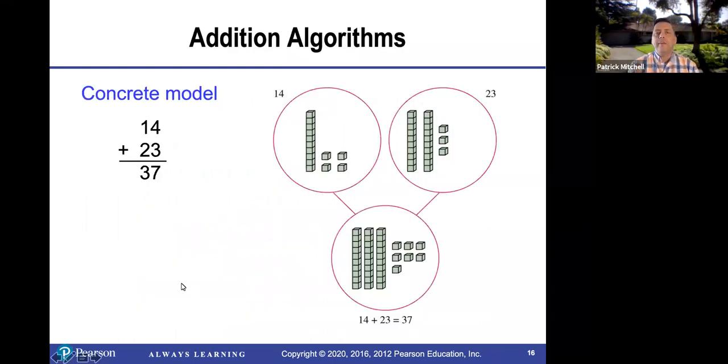All right, some addition algorithms. First, we have the concrete model. So we're using base 10 blocks to illustrate 14 plus 23 equals 37. Remember that 14 can be modeled using 1 long and 4 units, and 23 can be demonstrated using 2 longs and 3 units. So when you put all your longs together and all your units together, you get a model for 37.